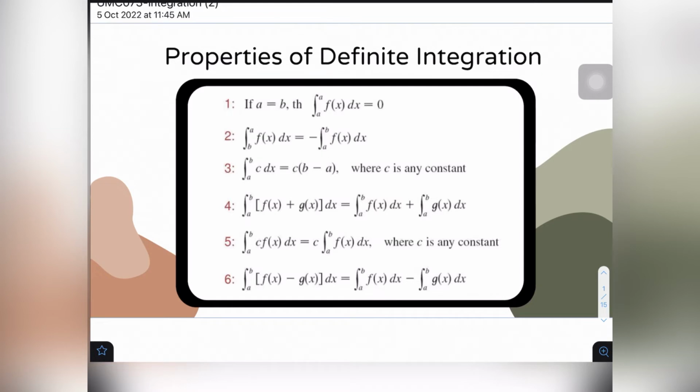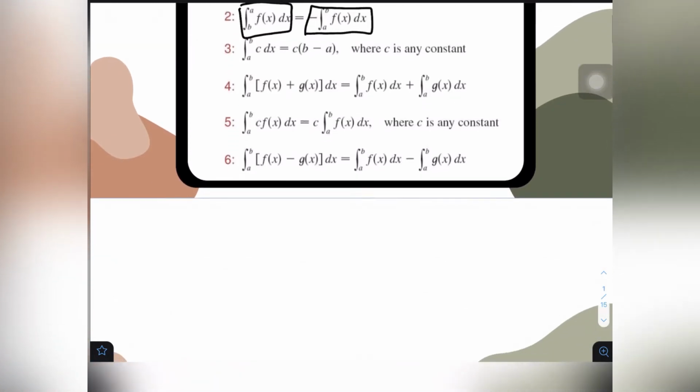If you calculate this integral, you get positive. If you calculate this one, you will get negative. For example, I give you an example for the second property. We want to integrate from 0 to 2 of x to the power of 4 dx. Okay, so this one is definite integration. So I just integrate x to the power of 4. I will get x to the power of 5 over 5. Okay, and the limit is from 0 to 2.